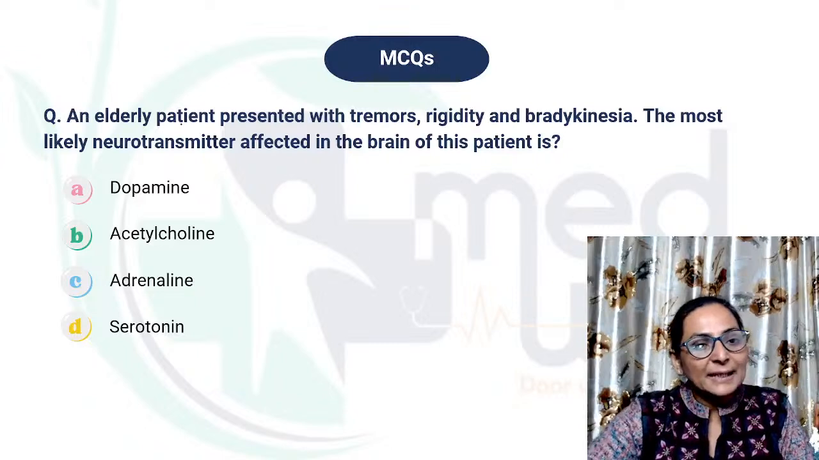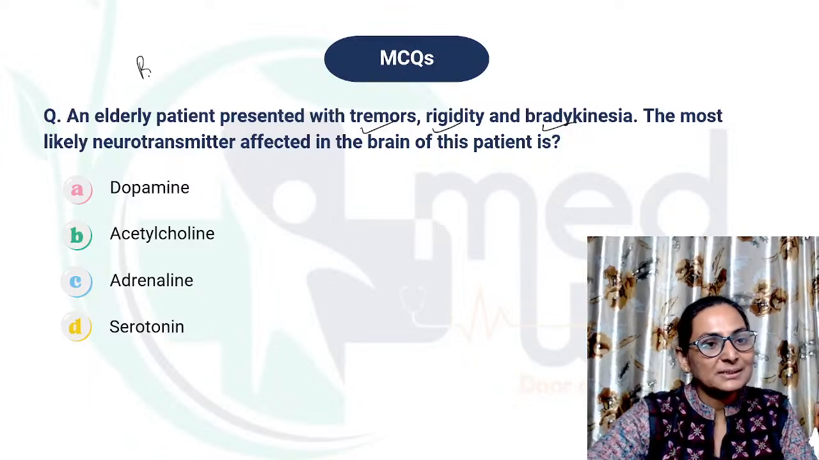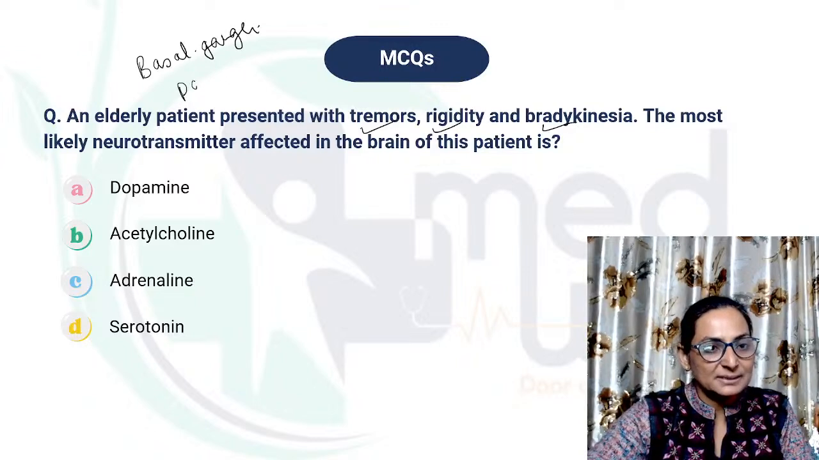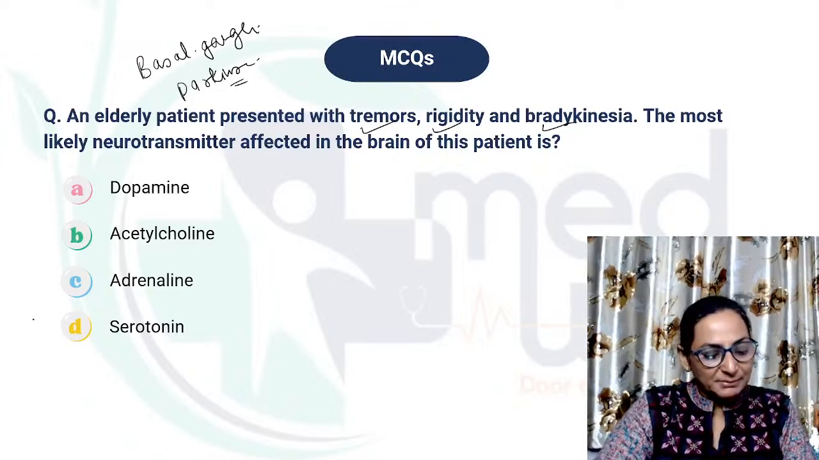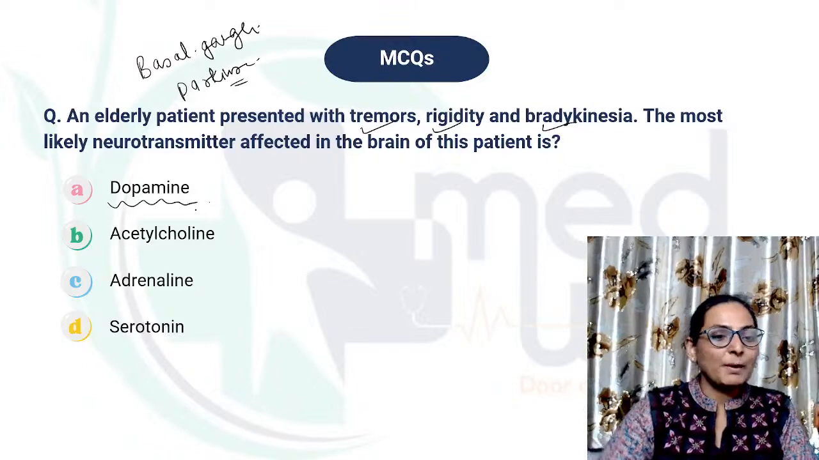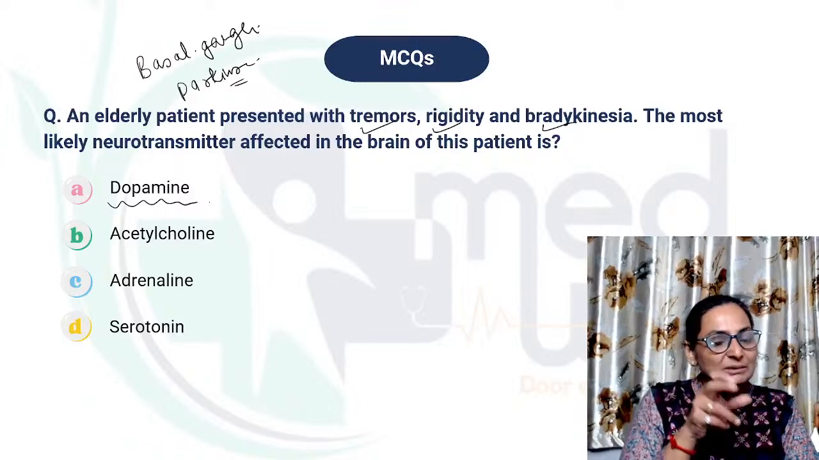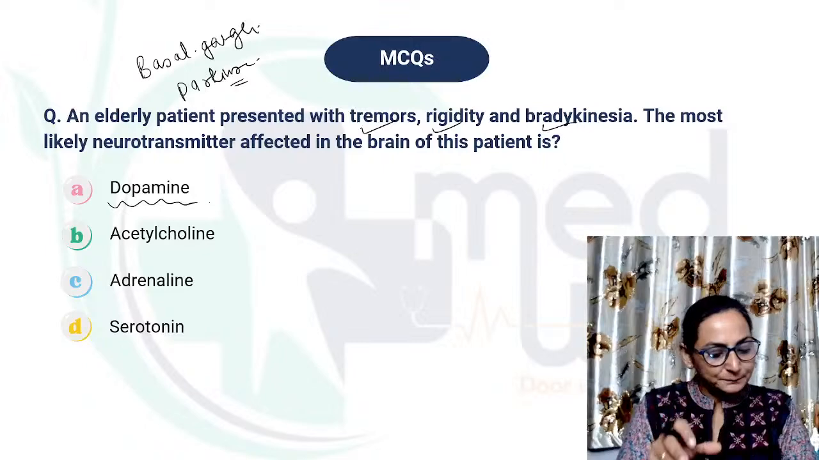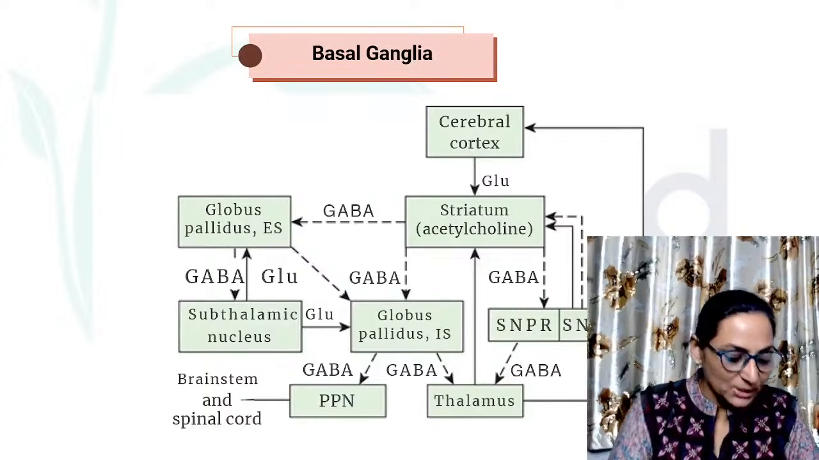Now, an elderly patient comes with tremors, with rigidity and with bradykinesia. Now you know that these three symptoms, what do they tell us? They tell us that the person is suffering from something related to the basal ganglia, that is Parkinson's. And you know which neurotransmitter is affected? It is dopamine, right? Very good, Mohammed. It is dopamine, with degeneration of the dopaminergic neurons in the substantia nigra. Yes, very good.